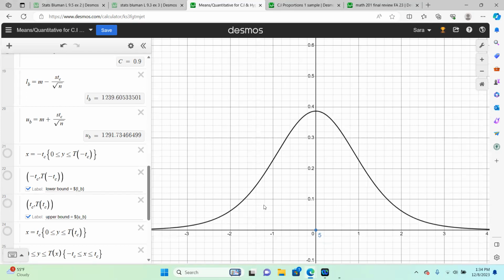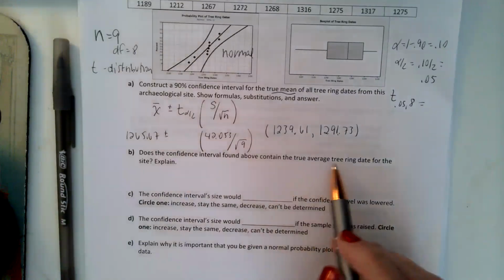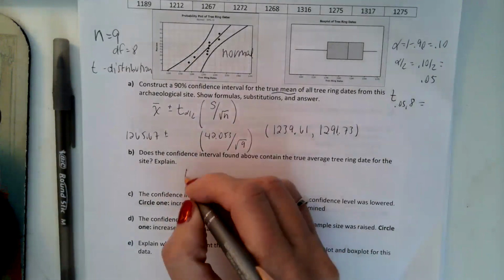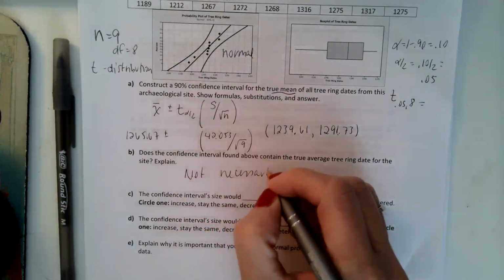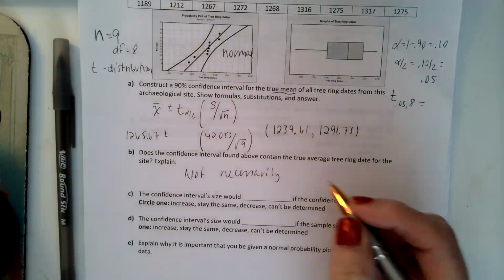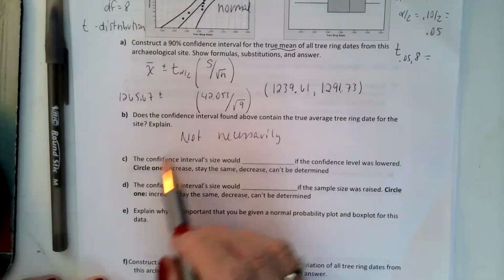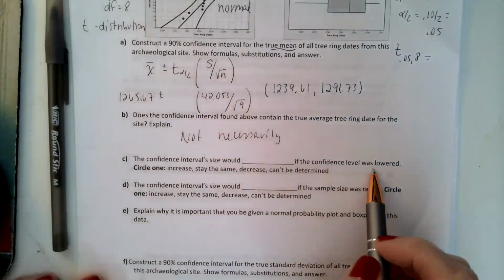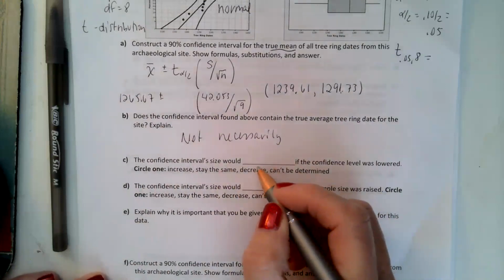So let's go back to our paper here. Letter B says, does the confidence interval found above contain the true average tree ring date for the site? Not necessarily. It could. We're 90% confident that it does, but we don't know for sure. And then it says the confidence interval size would blank if the confidence level was lowered. So if we lower the confidence level, we decrease the interval size.